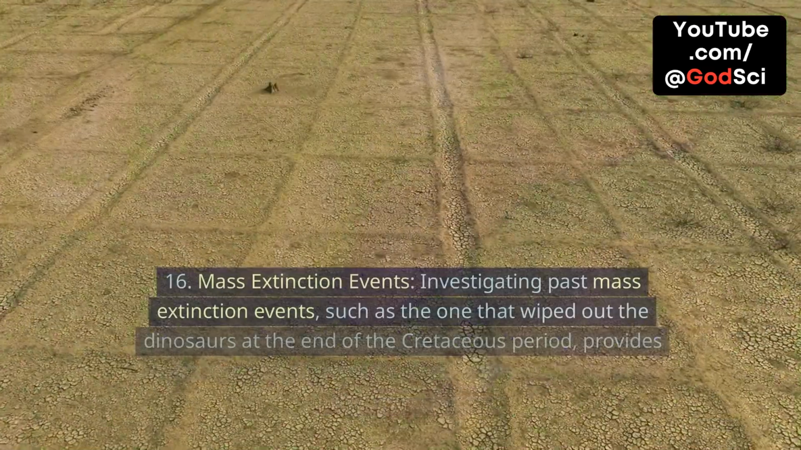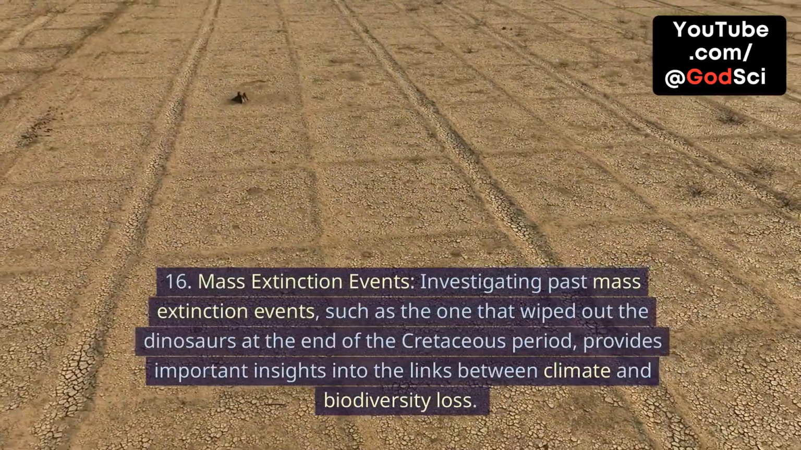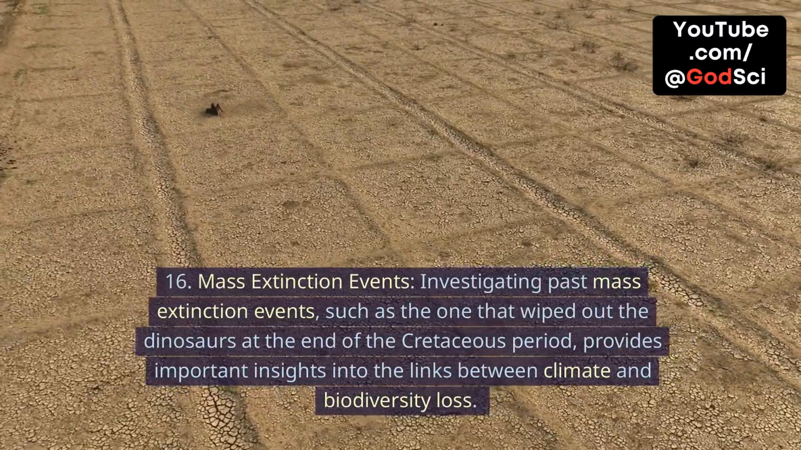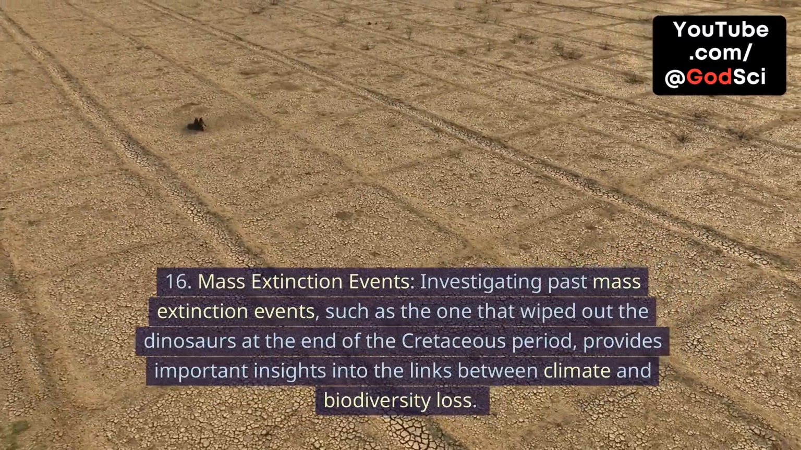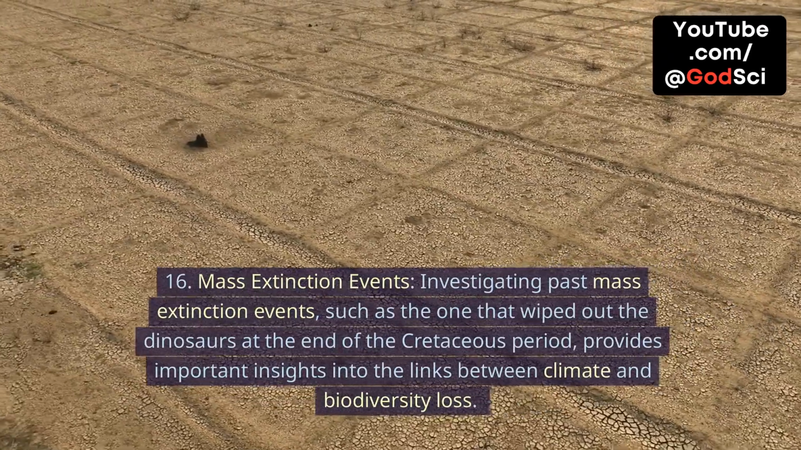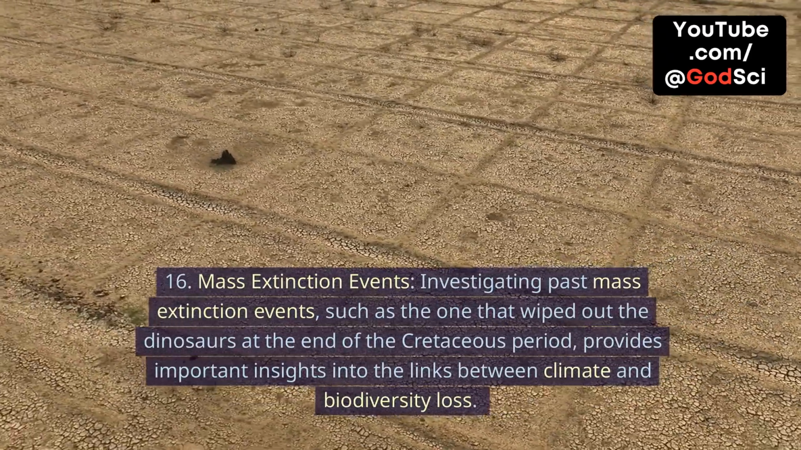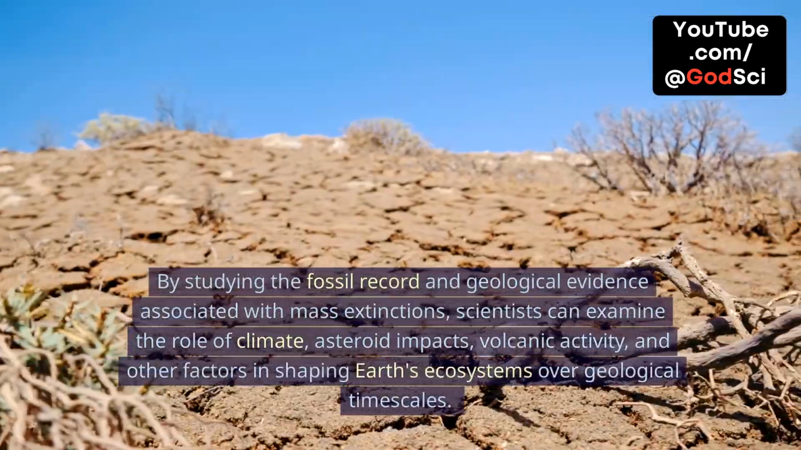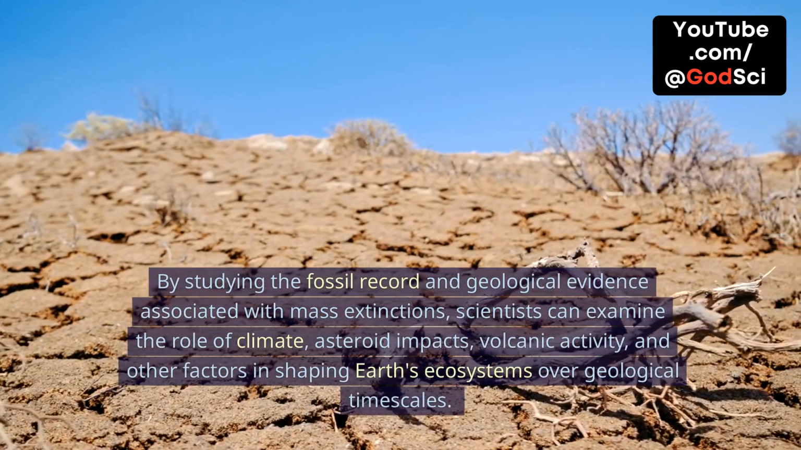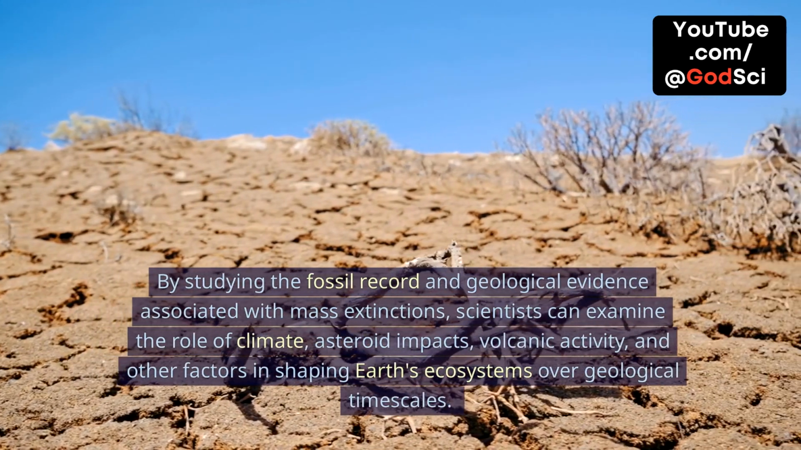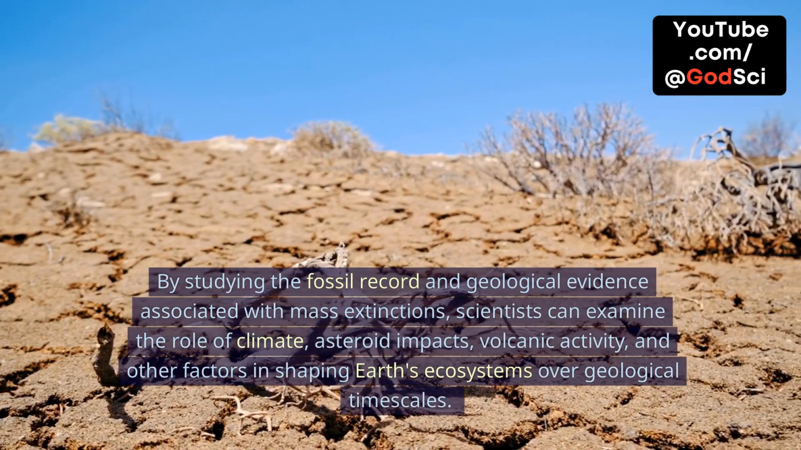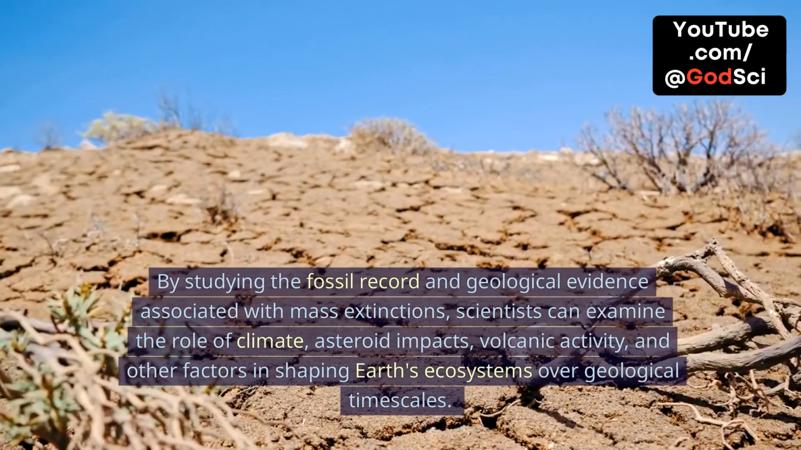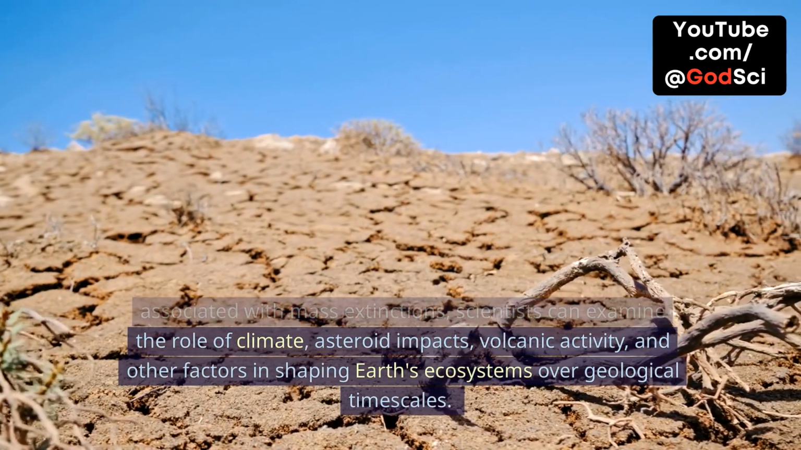16. Mass extinction events. Investigating past mass extinction events, such as the one that wiped out the dinosaurs at the end of the Cretaceous period, provides important insights into the links between climate and biodiversity loss. By studying the fossil record and geological evidence associated with mass extinctions, scientists can examine the role of climate, asteroid impacts, volcanic activity, and other factors in shaping Earth's ecosystems over geological timescales.